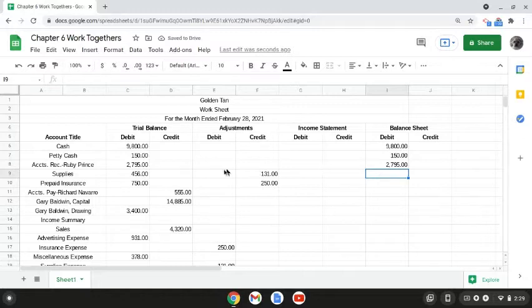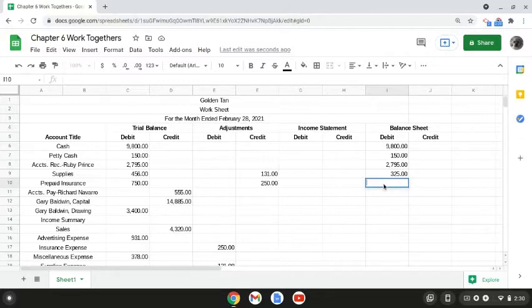Now, for supplies, as you can see here, we have $456 that's listed in the trial balance debit column. Well, we had an adjustment of $131 that's listed in the adjustment credit column. So the difference between those two numbers will give us the amount that's going to be listed in the balance sheet debit column. So we're going to type in equals, take 456, subtract 131, and that will give us the amount that's listed in the balance sheet debit column, which is $325 for supplies.